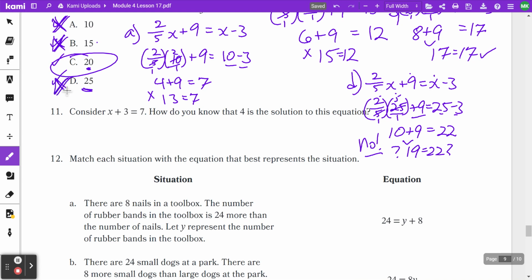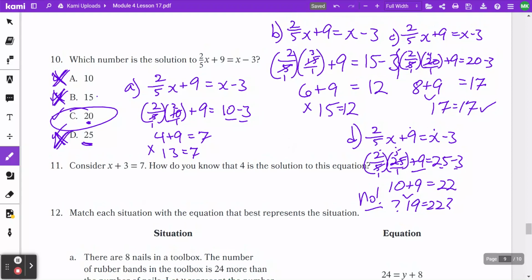Okay. That's the deal, folks. All right, so we're just messing around with equations and trying to find solutions to them, meaning we're looking for the missing value that makes everything true.